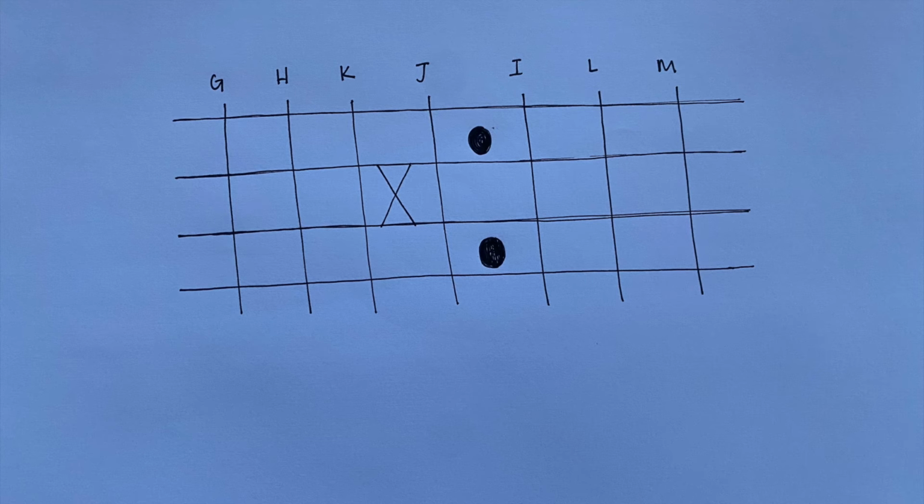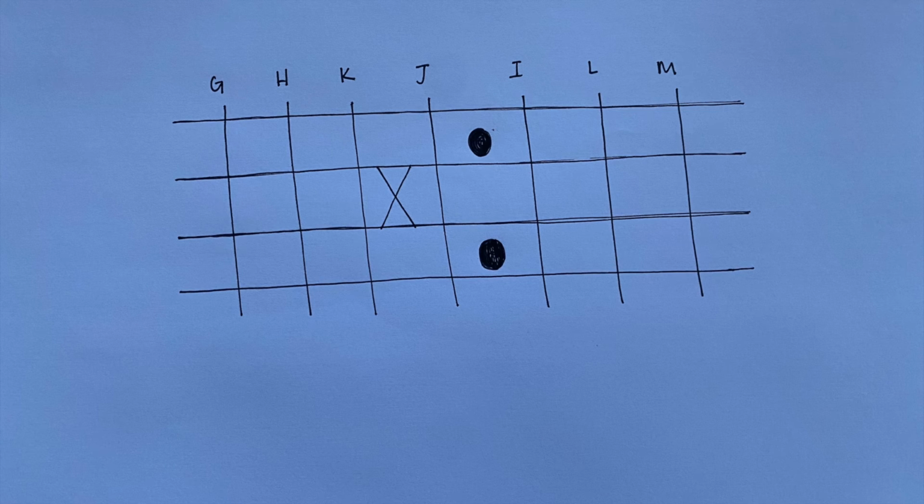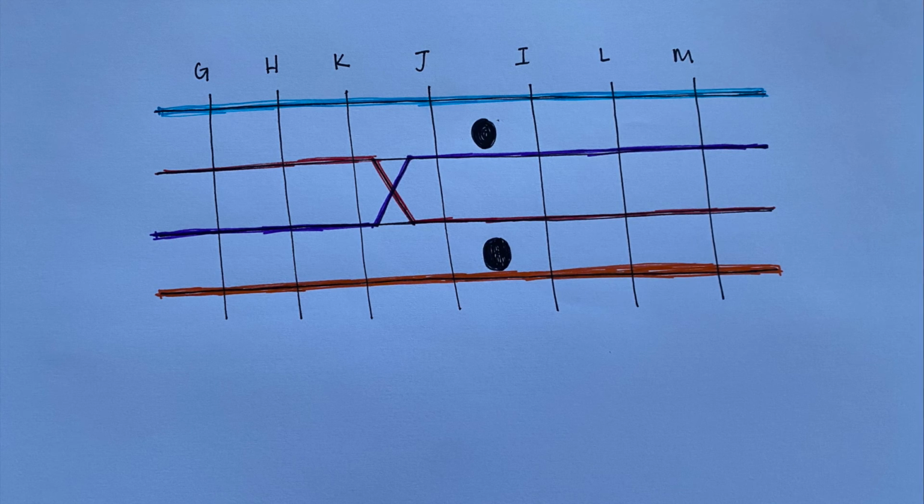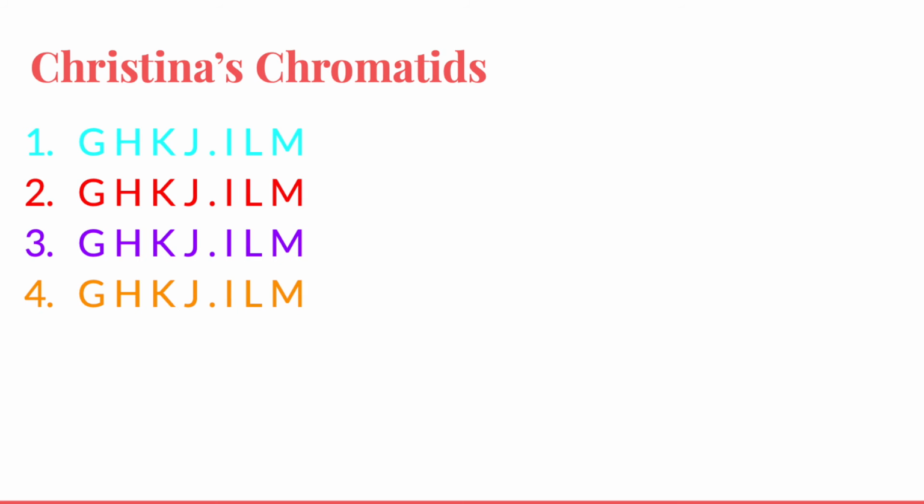In looking at the crossover event between J and K, we can see that all 4 results give us the exact same chromatids, all of which contain all of the genetic material, so all of them are viable gametes.